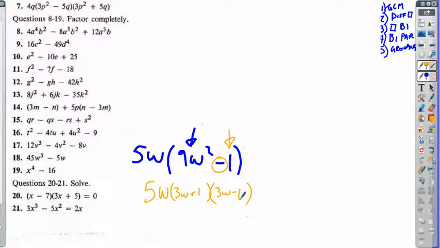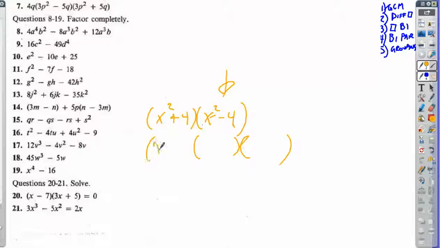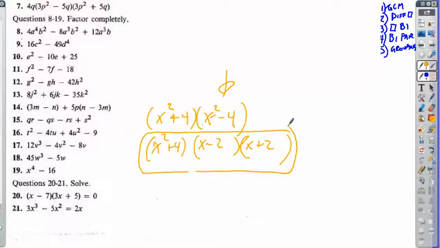All right, the last one I'm going to do very, very quickly. We have a difference. So this is clearly a difference of squares. So we have x squared plus 4 times x squared minus 4. This, again, is a difference of squares. So we have x squared plus 4 times x minus 2, x plus 2. And there we go. There is our factoring.